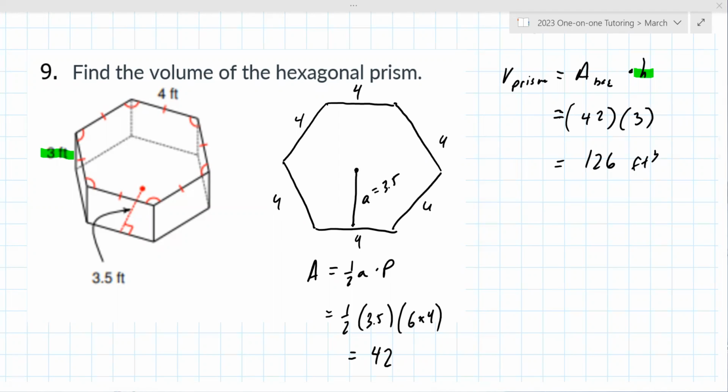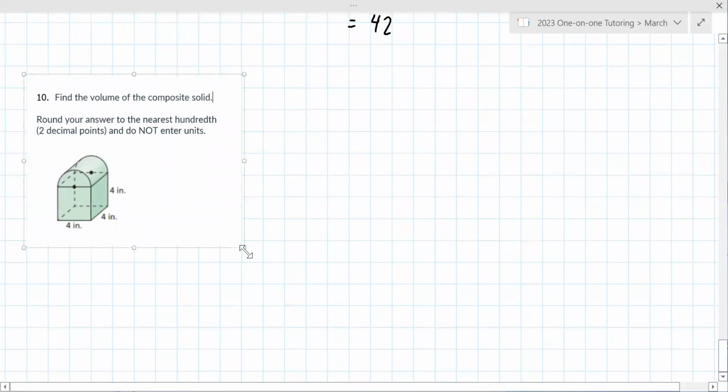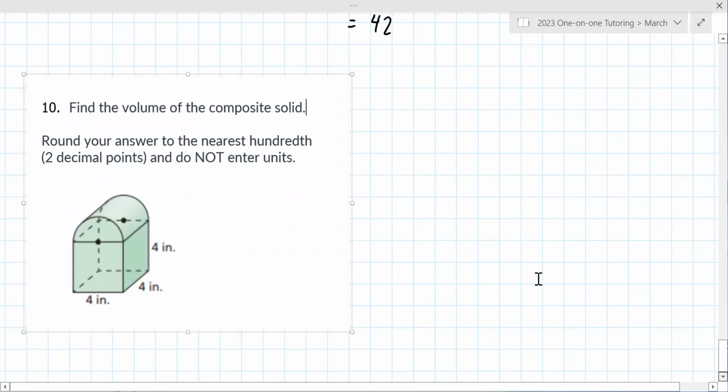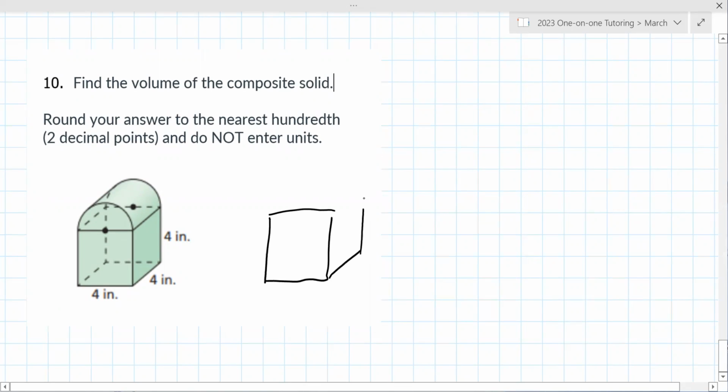All right, number 10. Probably the toughest of them all here. It's a composite solid. Composite just means there are two solids or more that you're trying to find the volumes of. So in this case, it's like a box on the bottom, so we have to find the volume of that, plus this thing on the top. It's really a cylinder, but it's cut in half.